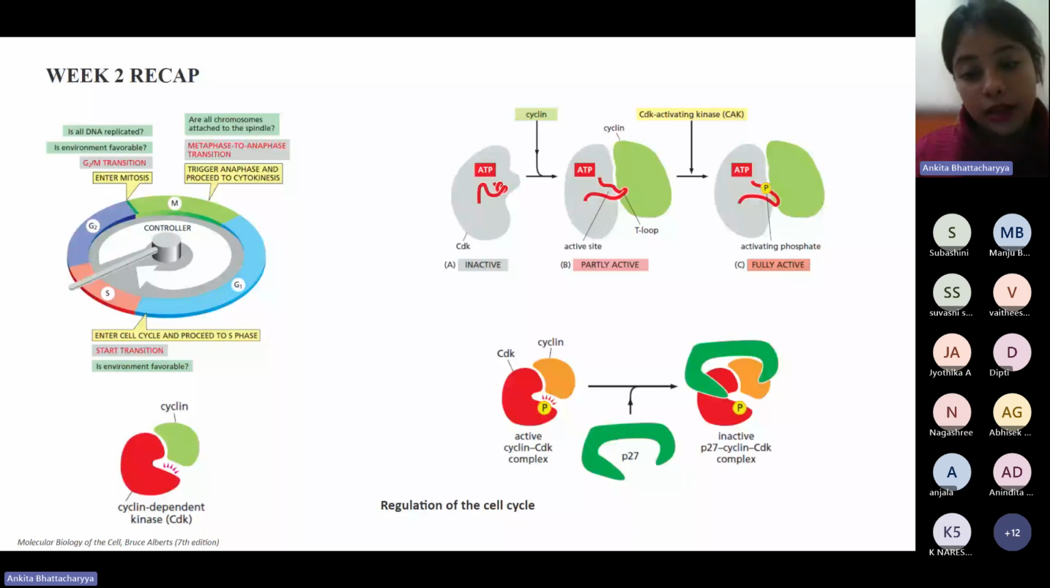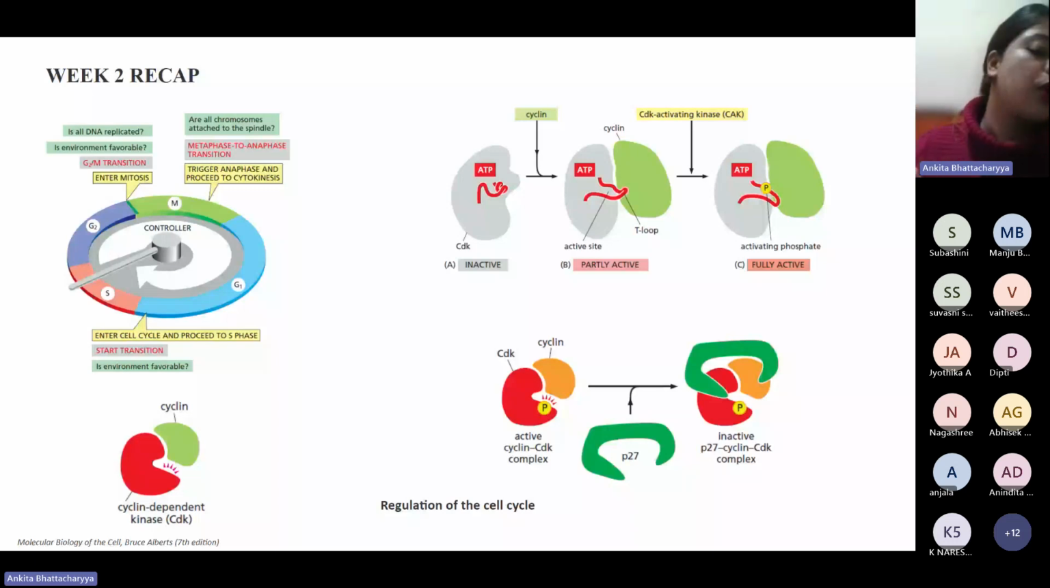Once a cell has entered into anaphase and the two sister chromatids have separated towards the opposite poles, the next default step is to proceed for cytokinesis. Because by now the cell has understood that A, the environment is favorable, B, it has enough food, and C, it is now committed to dividing.